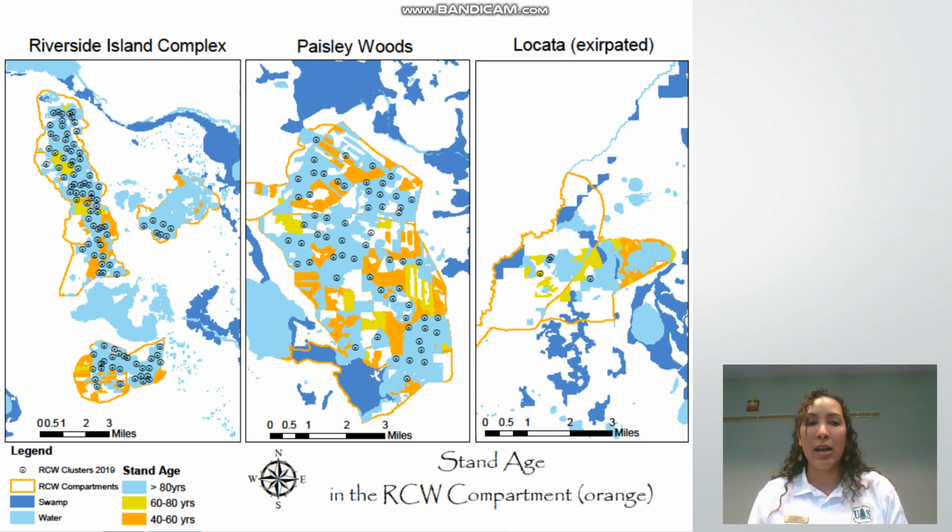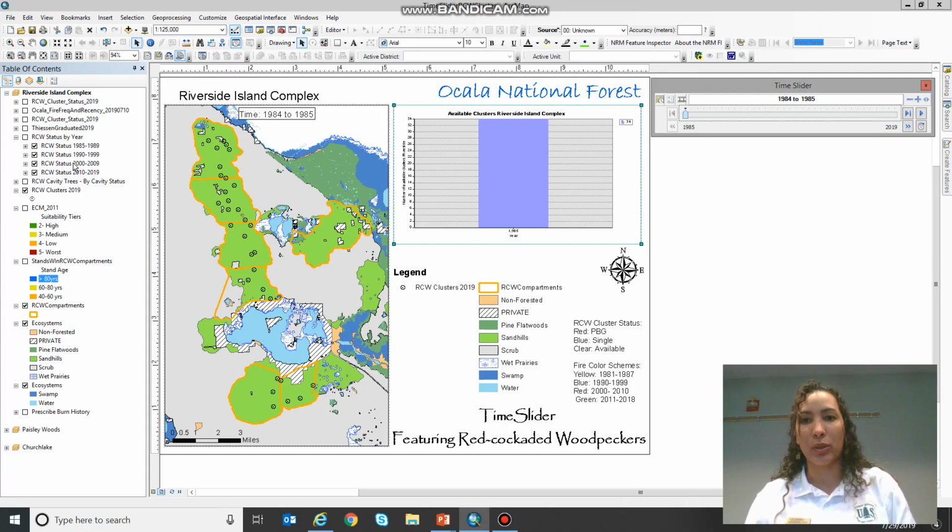So we do have 3 populations of RCWs, and for the feature of TimeSlider and having too much information thrown at you, we're just going to focus on one location, which is going to be our northern population, which is Riverside Island Complex. So let's head over to the GIS world.